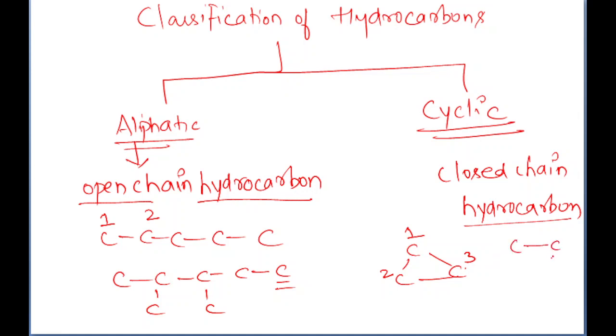A ring may be a 4-membered ring. This is a 3-membered ring. A ring may be a 5-membered ring. So like this, these are 5 carbons and we have bonded it 1 2 3 4 5. Okay, so you have aliphatic, you have cyclic.